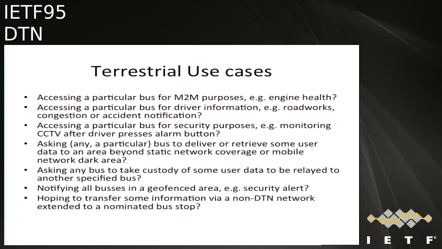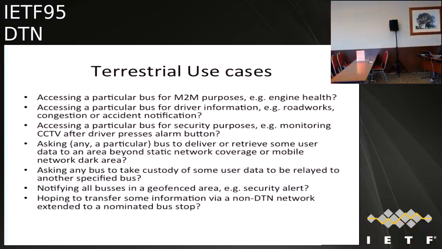Some terrestrial use cases: accessing a particular bus for management purposes, accessing a particular bus for driver information, roadworks, congestion, or accident notification. A lot of work has been done in the VANET environment using DTN networks. So it leads to what we call VDTN networks, that is, vehicular networks implementing the DTN paradigm. So it can really be used, but we still need an addressing framework to build on, so that we can easily specify and define the static routing.